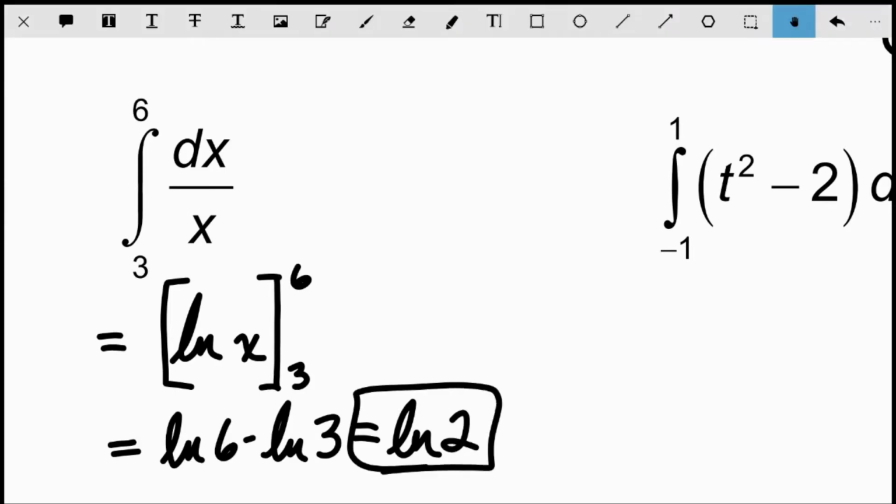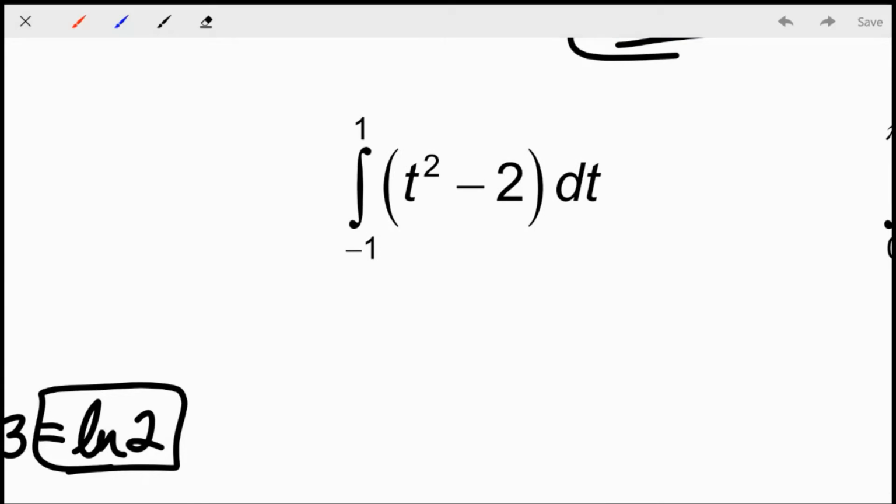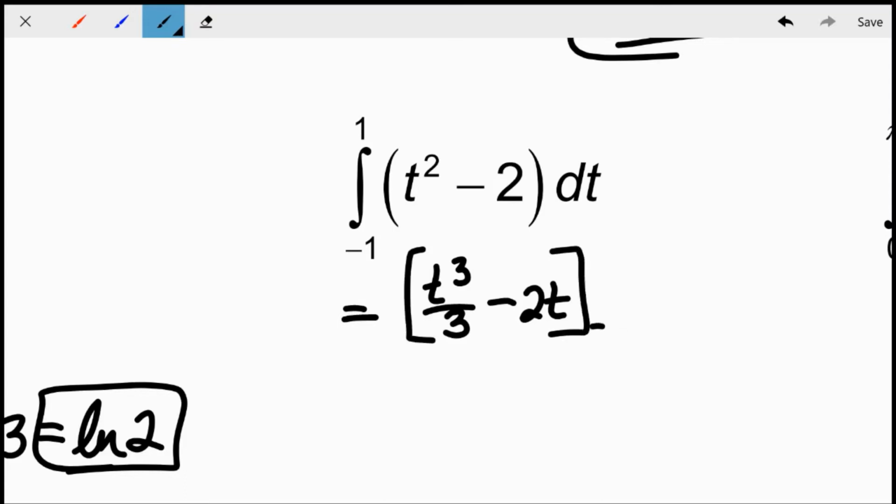Okay, so these aren't necessarily difficult because all we're doing right now are basic antiderivative rules. So when you see these definite integrals for now, it's sort of like when we were doing the indefinite integrals, and you should be able to recognize basic antiderivatives just from knowing your derivative rules. Okay, so here's another example, negative 1 to 1, t squared minus 2 dt. Okay, so when you solve this out, antiderivative of t squared is t cubed over 3. Antiderivative of negative 2 would be minus 2t. And then I'm going to evaluate that from negative 1 to 1.